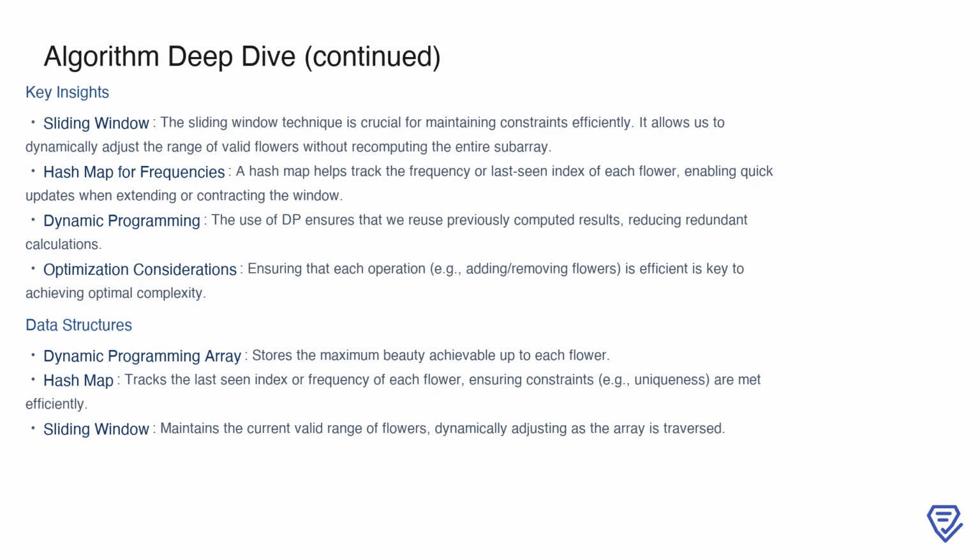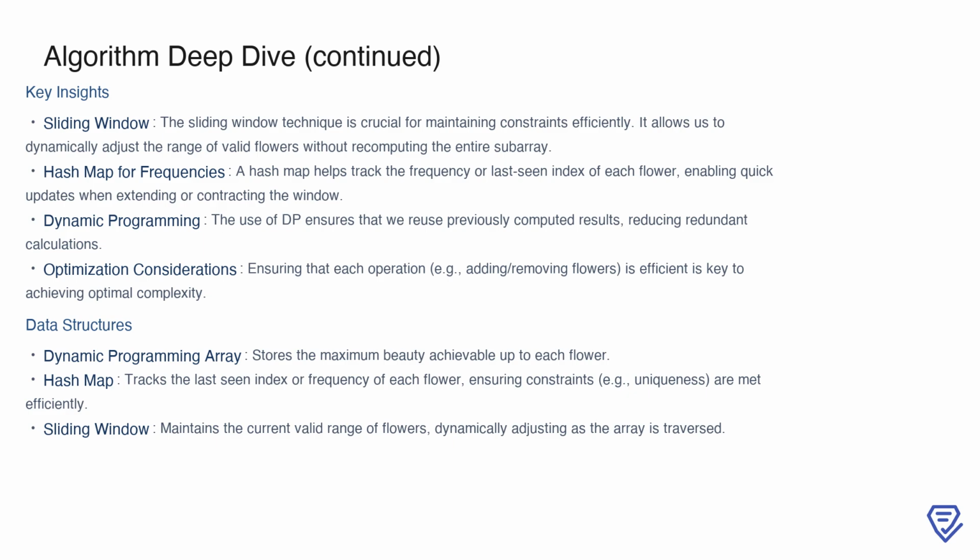First, the sliding window technique is fundamental for efficiently maintaining constraints. By dynamically adjusting the range of valid flowers as we traverse the array, we avoid recomputing values for every subarray. Second, the hash map plays a critical role in tracking the frequency or last seen index of each flower, allowing for quick updates when extending or contracting the window. Third, dynamic programming ensures that previously computed results are reused, minimizing redundant calculations and improving efficiency.